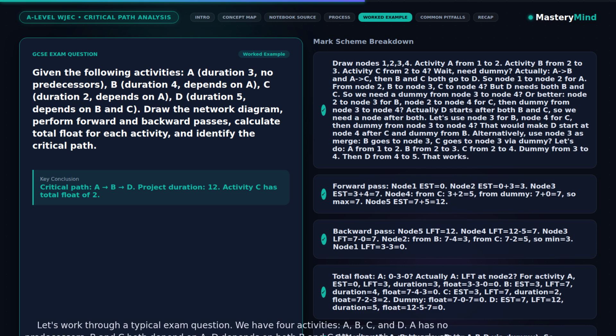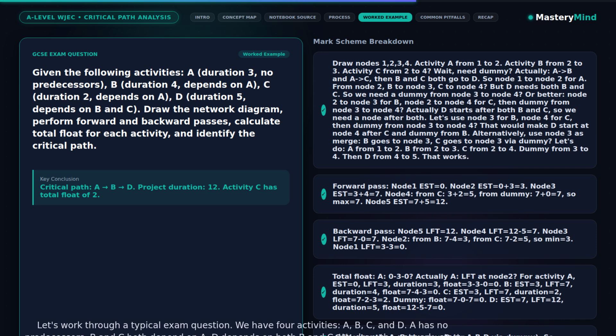Now forward pass: node 1 EST 0, node 2 EST 3, node 3 EST 7, node 4. From C we get 5, from dummy we get 7, so take maximum 7, node 5 EST 12. Backward pass: node 5 LFT 12, node 4 LFT 7, node 3 LFT 7, node 2. From B we get 3, from C we get 5, take minimum 3, node 1 LFT 0.